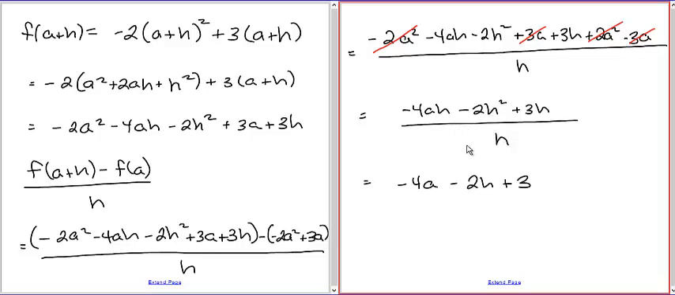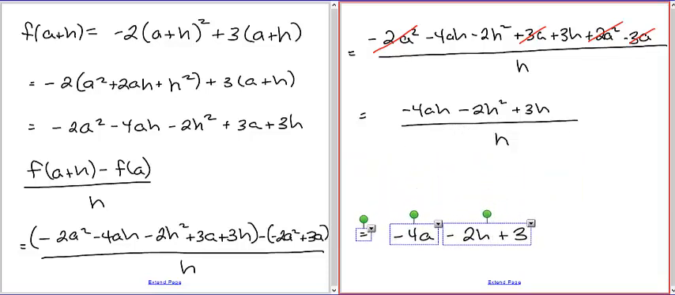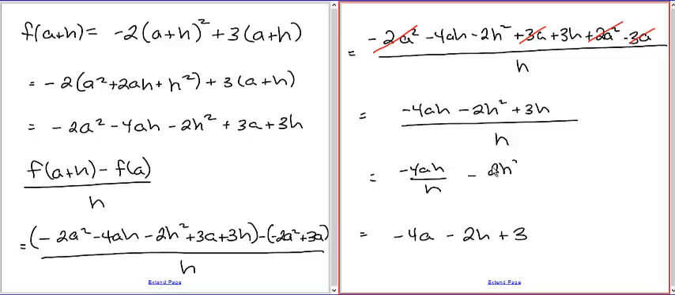Now, what you're really doing here, I've kind of left a step out. Or I could put another step in. What you end up with is negative 4a over h minus 2h squared over h plus 3h over h. So you have to divide every term by h. So that cancels out with that. This cancels out with one of the h's there, and these cancel out. So you end up with negative 4a minus 2h plus 3. So that's how a difference quotient works.